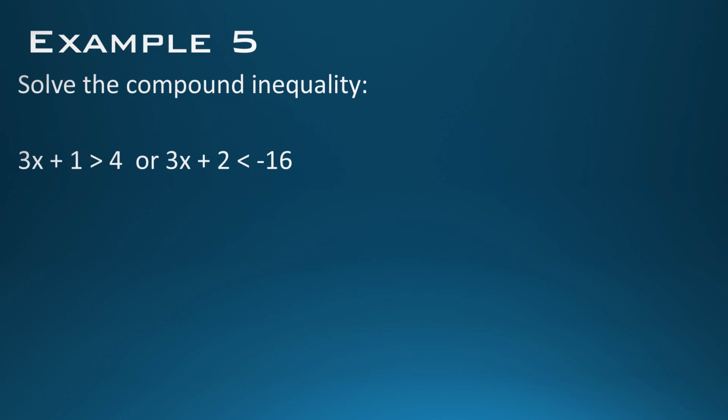Alright students, example number 5, we have solving the compound inequality. Now this one is not in the right format right now because we have too many things attached to the x. So we have to get the x's alone before we can do anything. First thing we have to do is take each inequality by itself and solve it for x. So we have 3x plus 1 is greater than 4. First we subtract 1 on both sides. Then that gets rid of the 1 and we're left with 3x is greater than 3.